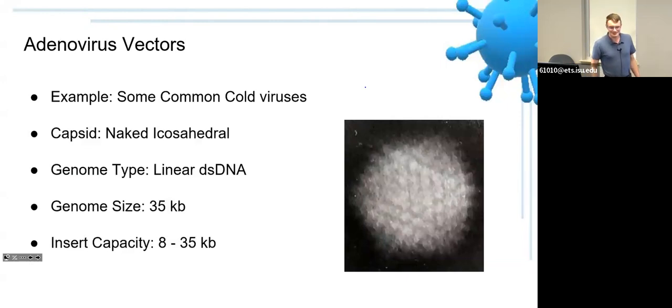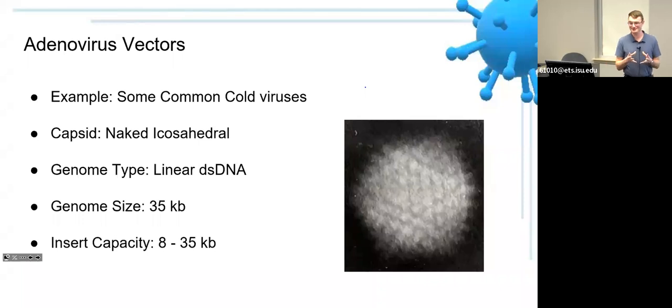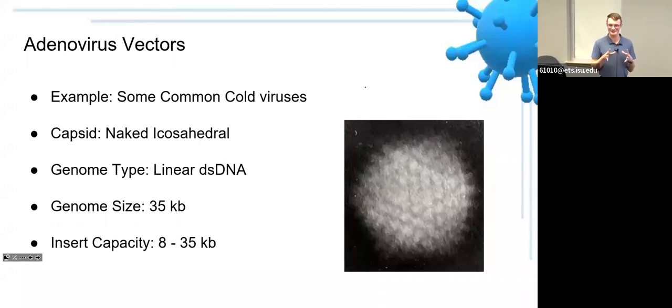Examples of adenoviruses are some of your common cold viruses. There are other viruses that can cause this, but a lot of adenoviruses cause common colds or pneumonias or things like that. They are naked icosahedral viruses, which we learned what that means. It means they have no envelope and they're shaped like an icosahedron. This is an electron micrograph over here in the corner of an adenovirus. It's kind of blurry, but you can see a little triangle there. You can see one of its sides if you look really closely.